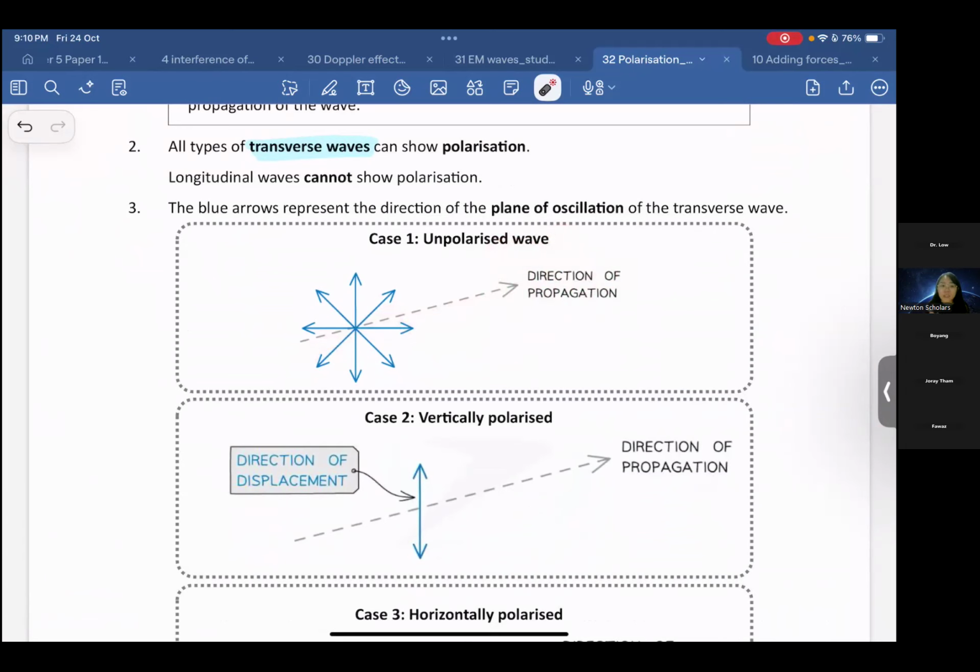Do you get my idea? Why can a longitudinal wave not show polarization? It's because a longitudinal wave moves forward, backward, forward, backward. No matter what kind of filter you put at the front, it just passes through. Nothing to block it. Okay?